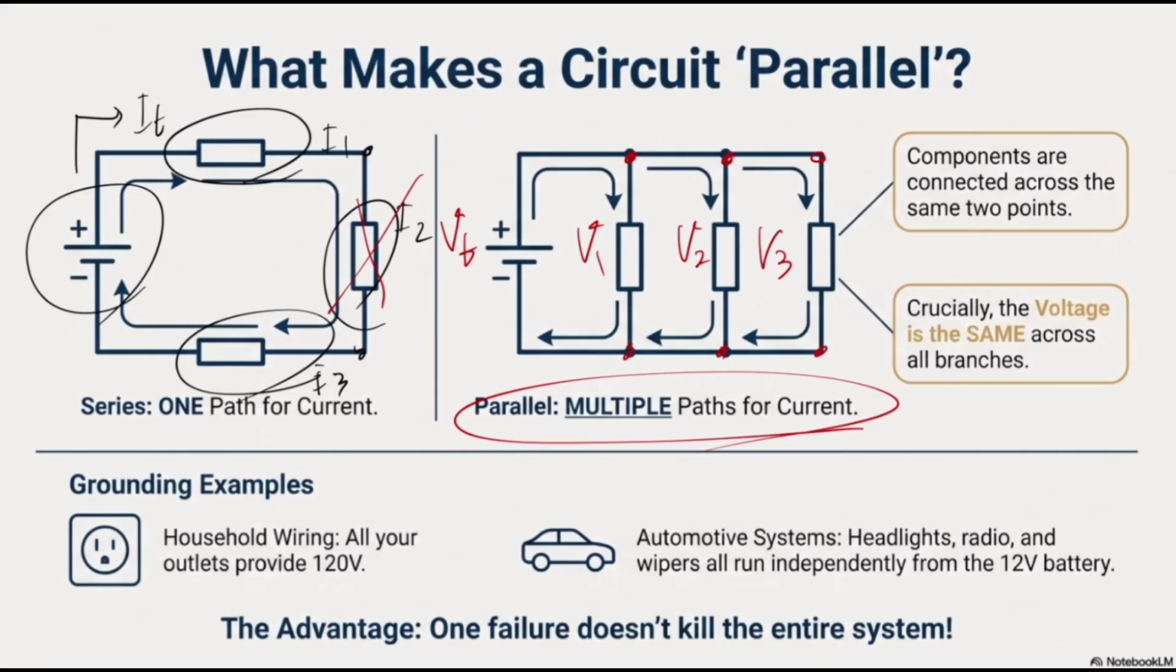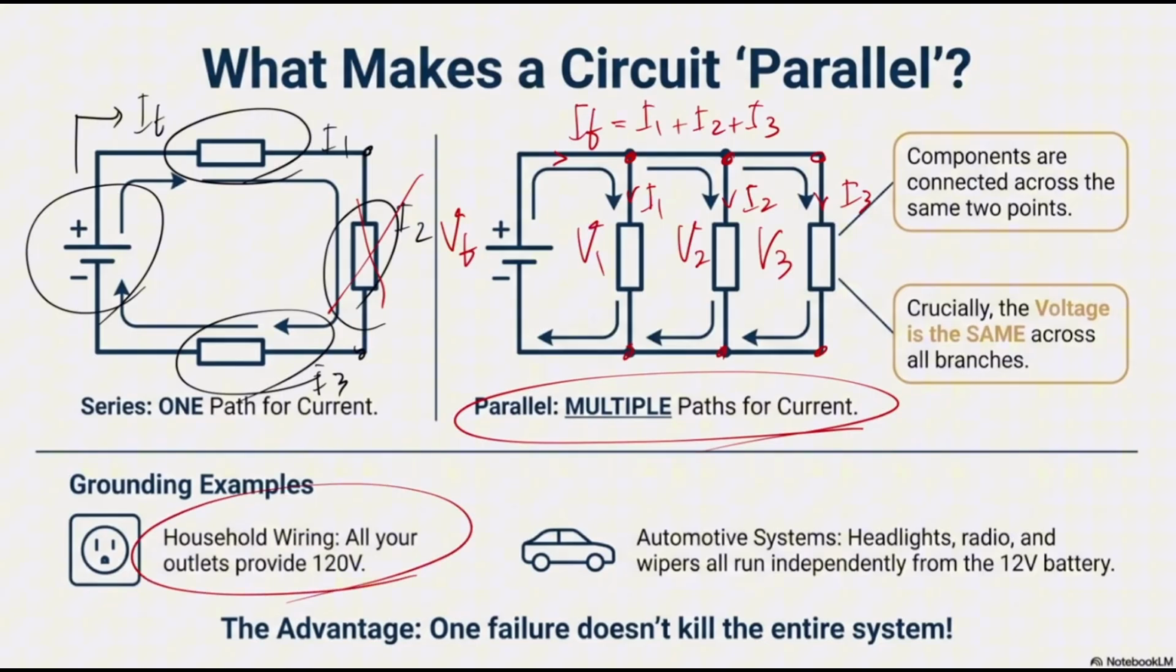But what is different from the previous part, where the current was the same for all of them, is this: when I have I total, this branch is I1, this one is I2, and this one is I3. We have the current based on the resistor. So based on KCL, we know I total equals I1 plus I2 plus I3. As simple as that.